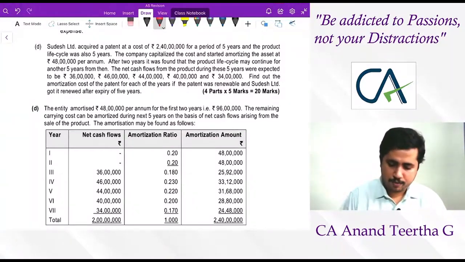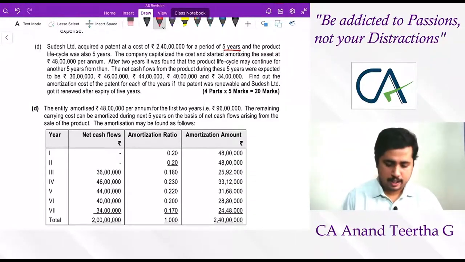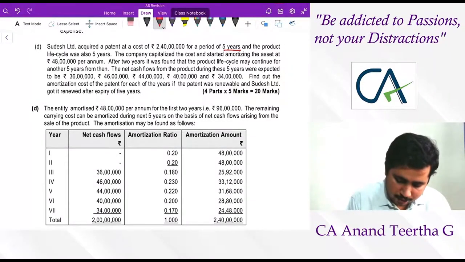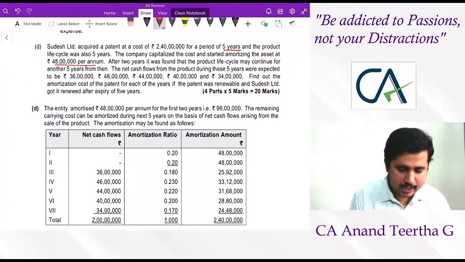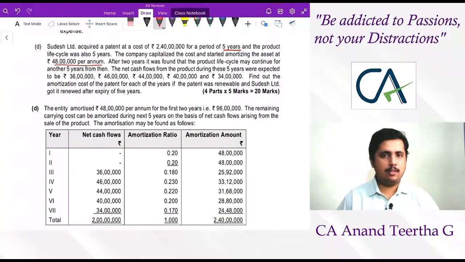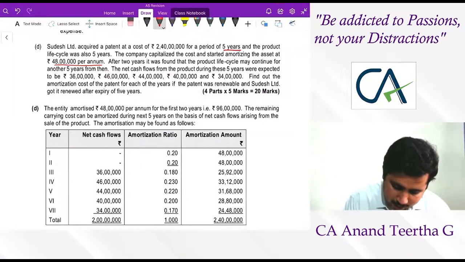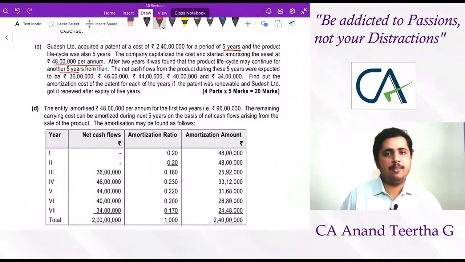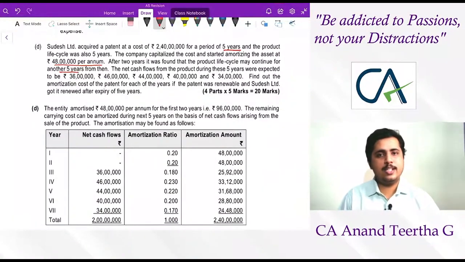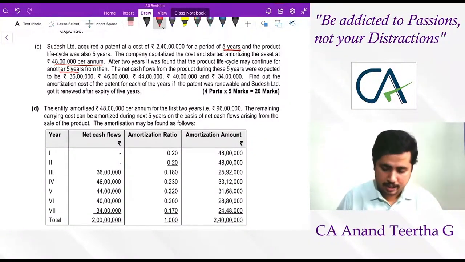Now what is happening? First, they have assumed that the life is 5 years. Okay, consider that. Then they went with 48 lakh per annum amortization SLM. So they considered 48 lakh per annum amortization, which is 2 crore 40 lakh divided by 5. But after 2 years, they are expecting another 5 years from the asset. So total it is now becoming 7 years. After 2 years, another 5 years. And they gave you pattern.